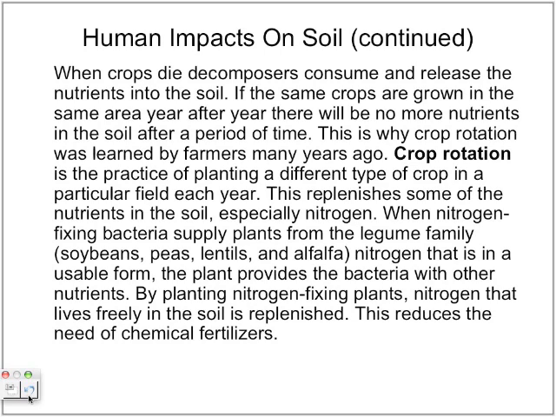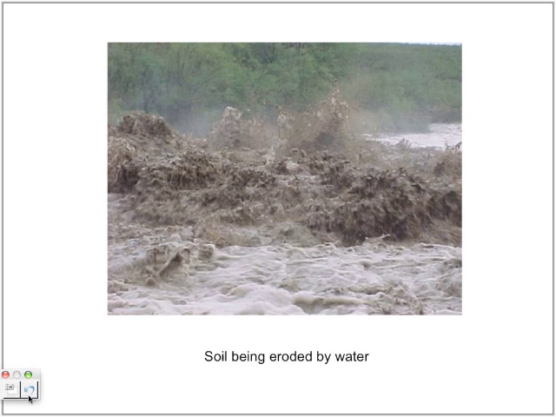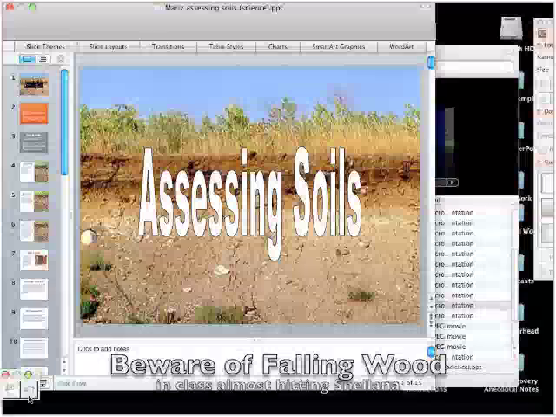Nitrogen-fixing bacteria supply plants from the legume family, like soybeans, peas, lentils, and alfalfa, with nitrogen that is in a usable form, and the plant provides the bacteria with other nutrients. By planting nitrogen-fixing plants, like legumes, nitrogen that lives freely in the soil is replenished. This reduces the need for chemical fertilizers. This is an image of soil being eroded by water, because when you have hard rain and the streams run really fast, it erodes the sides or the bottom of the stream to make it all muddy.